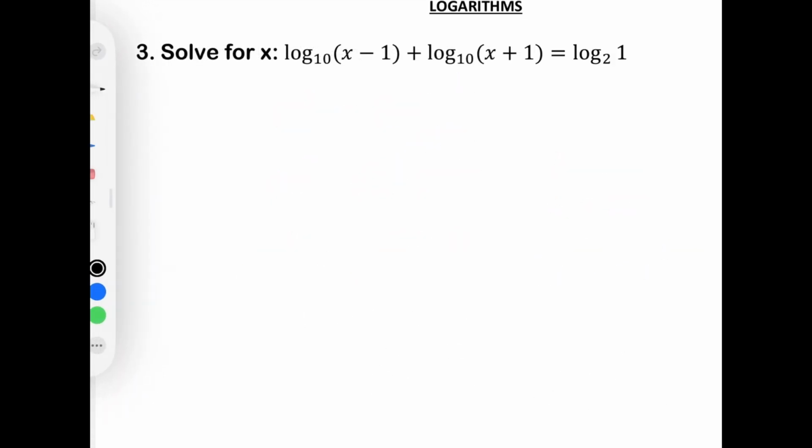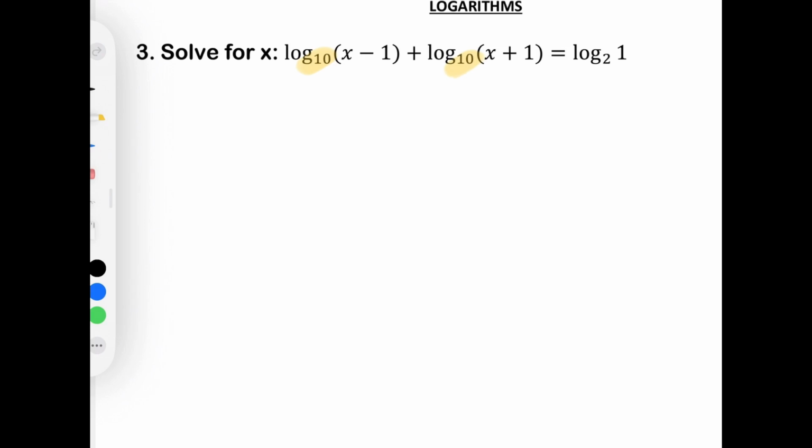Our next question says solve for x. The equation is given and we have to find the value of x. The equation says log of x minus 1 to the base 10 plus log of x plus 1 to the base 10 equals log 1 with the base 2. Here in the same equation we have logarithms with two different bases. The laws of logarithms can be applied only when bases are the same.